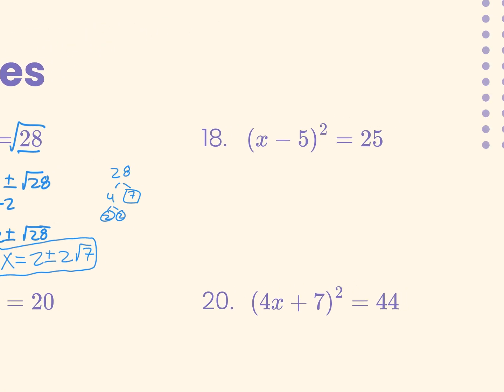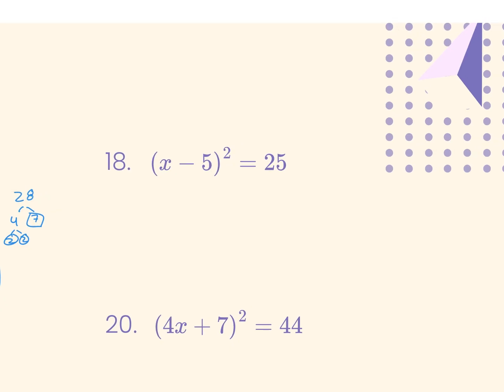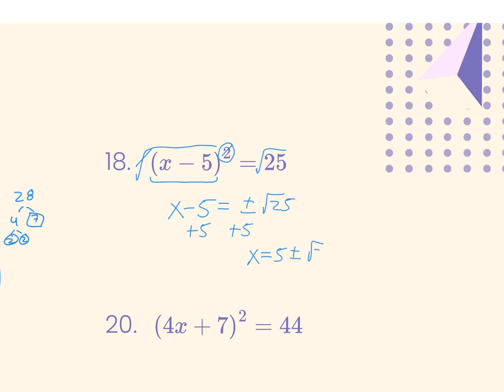All right, and we'll try the same thing with number 18. Again, I have something squared, so this entire thing is raised to the second power. So to undo that, I can square root both sides, right? The square root and the square are going to cancel out. And so I get x minus 5 equals plus or minus the square root of 25. All right, and then to get the x by itself, we would just need to do one more step, which is to add 5 on both sides. And so I get x equals 5 plus or minus the square root of 25.